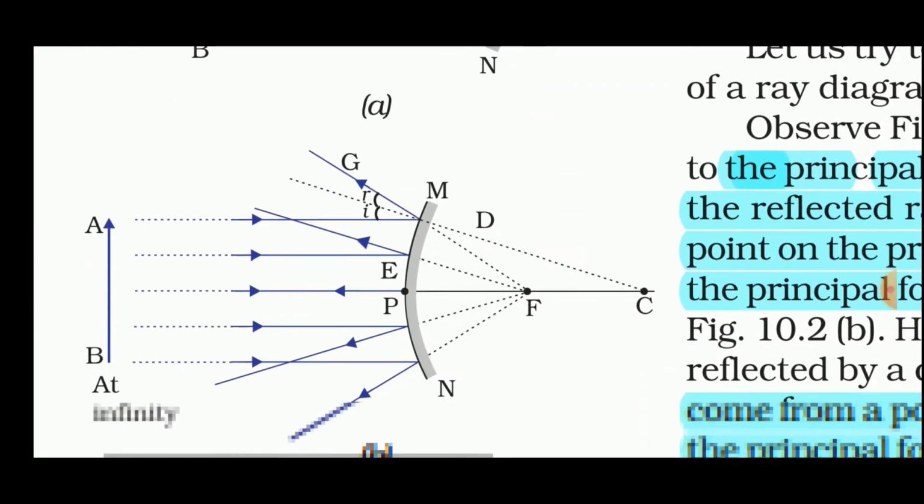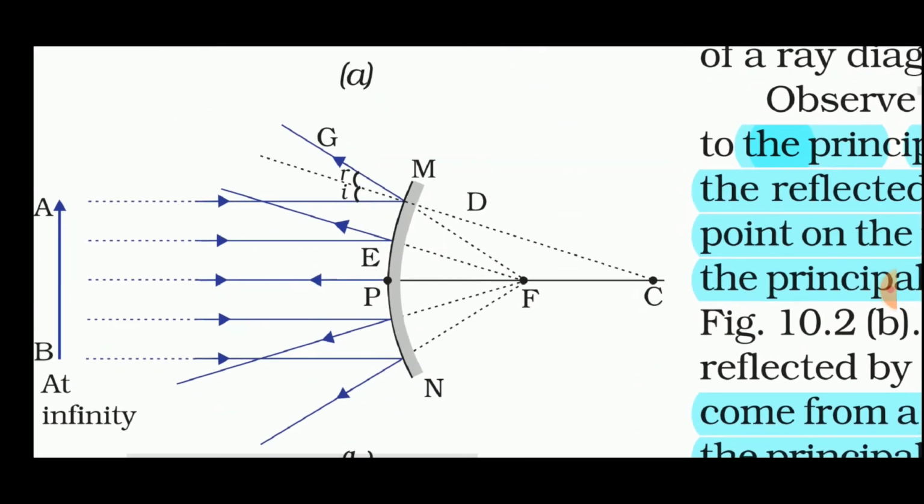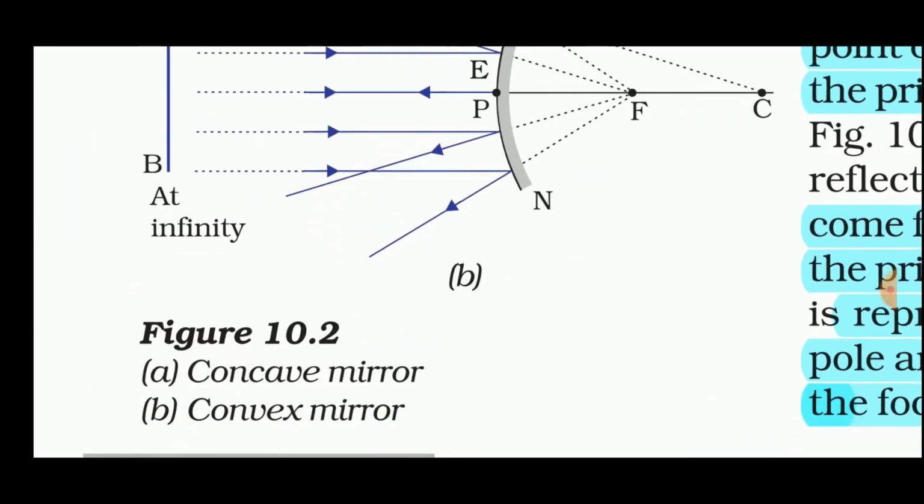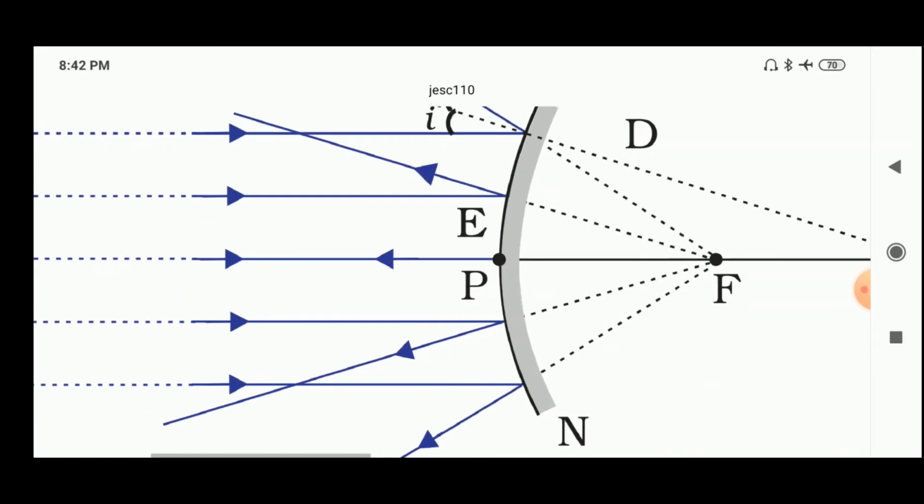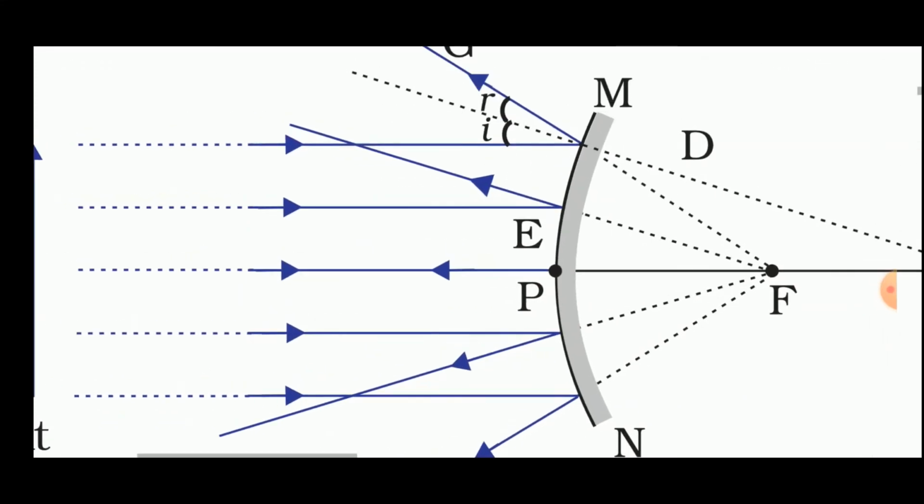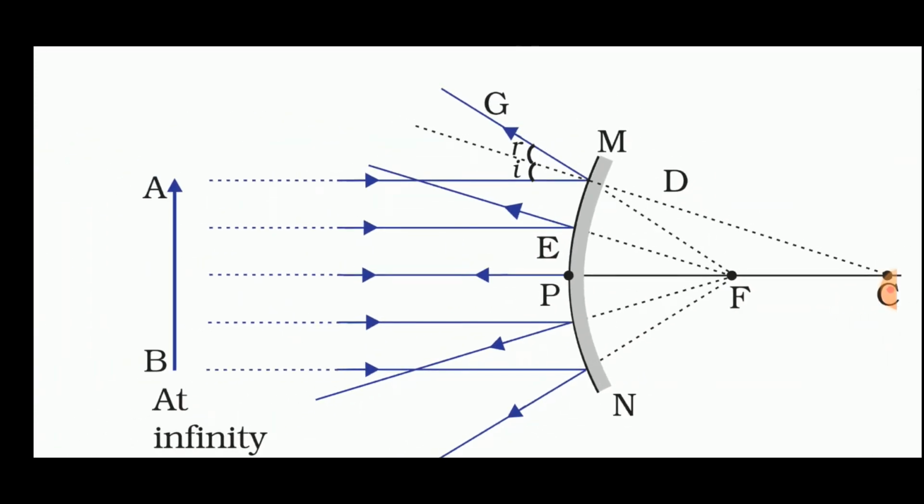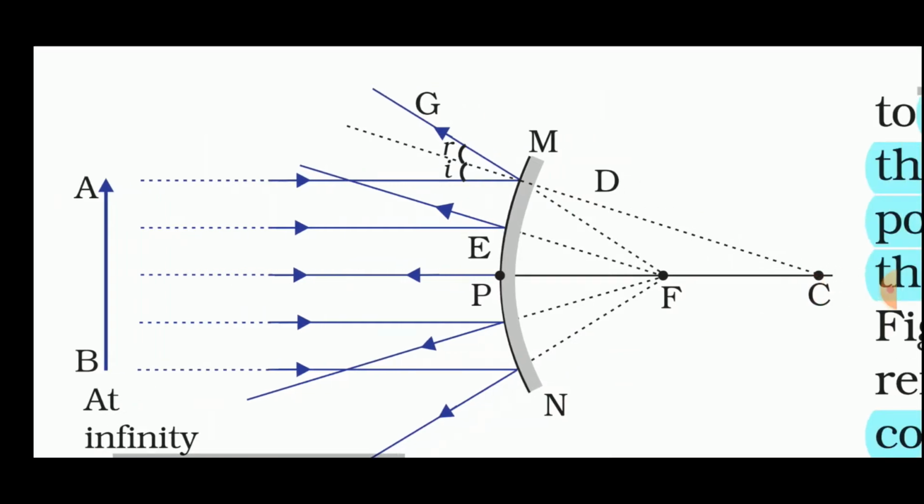Now let us define the principal focus of the convex mirror. This is the convex mirror, and this is how it looks. Again here we will have the principal focus and the pole of the mirror P. Here the center of curvature lies behind the mirror, so C is shown here.